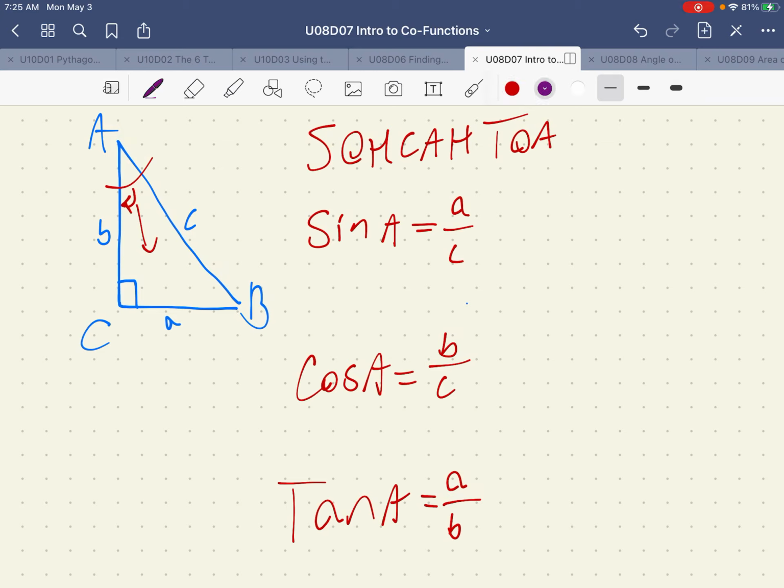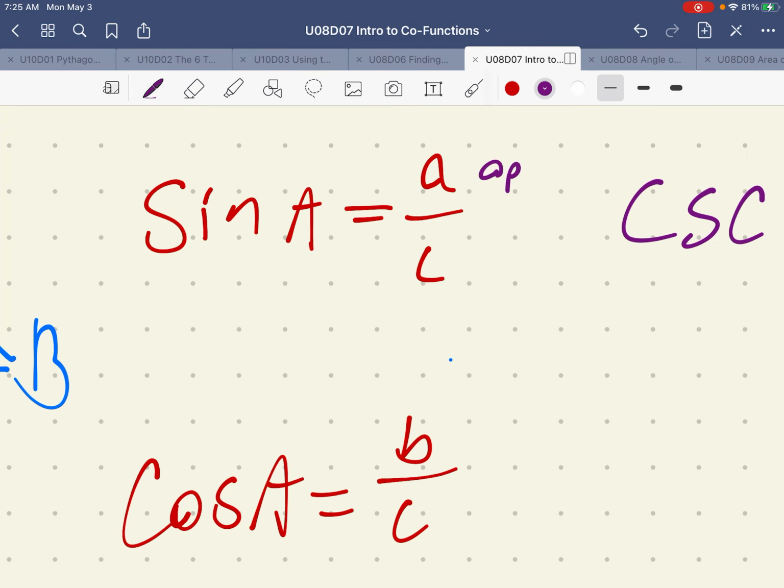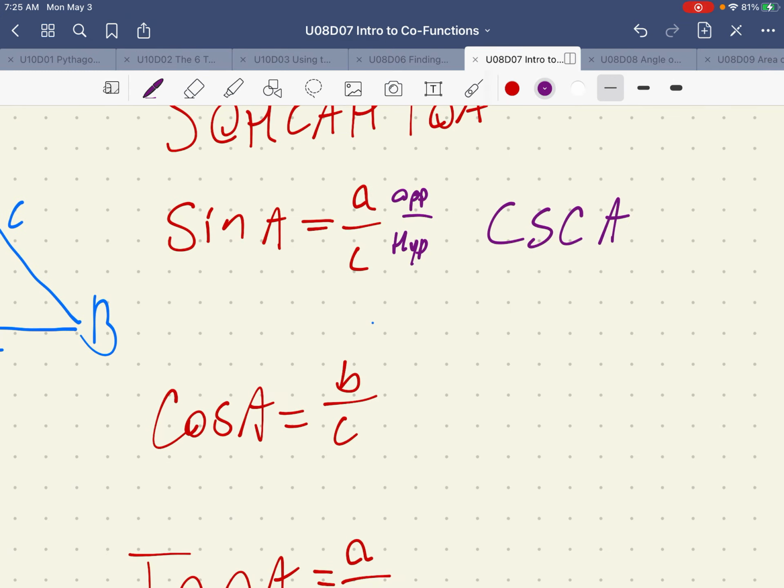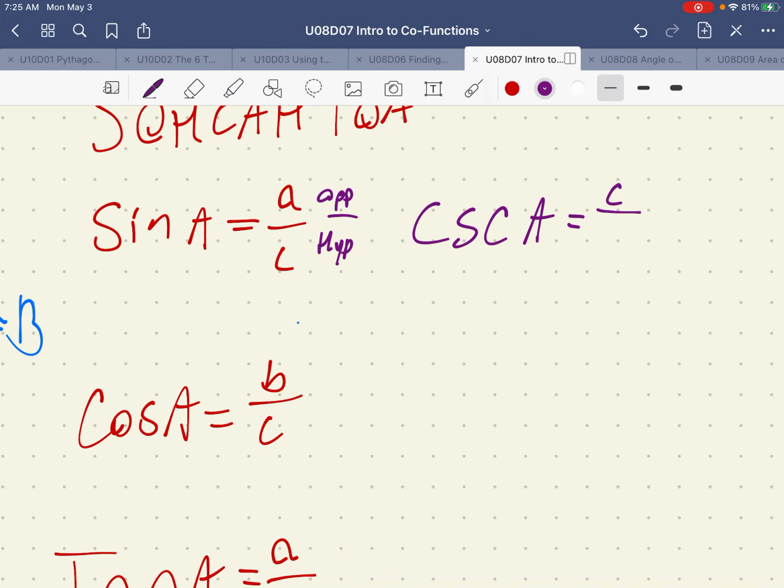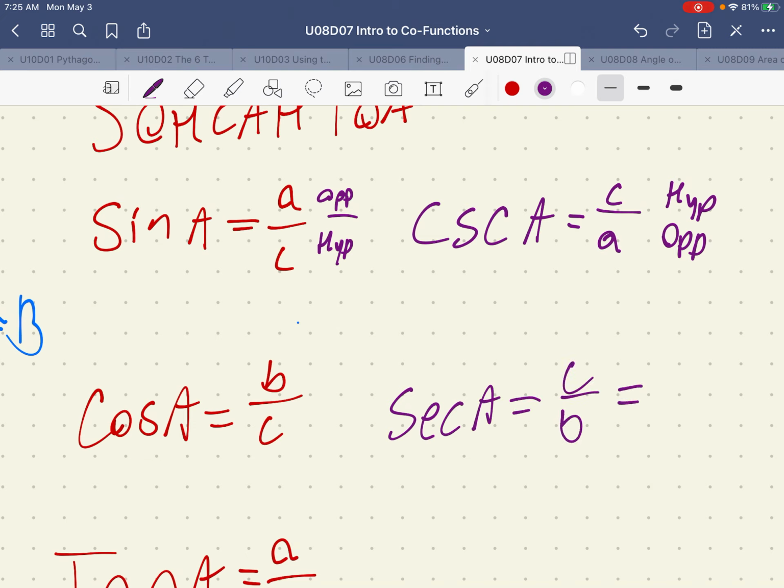The reciprocal function of sine is called cosecant, which is equal to the, because sine is equal to the opposite over the hypotenuse, the cosecant is called the reciprocal function of sine and is equal to the hypotenuse over the opposite. The reciprocal function of cosine is called secant. So the secant of A will be equal to C over B, which is the hypotenuse over the adjacent.